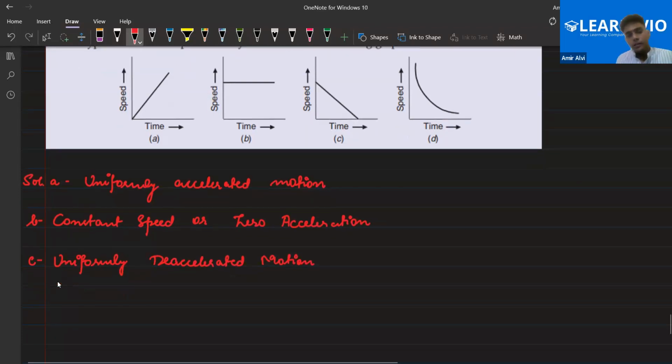Clear, Sarah and Farhan? D part. So as you can see, let's analyze this D part. So D part is saying, so it's okay.